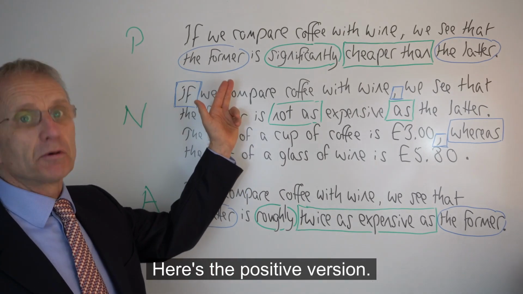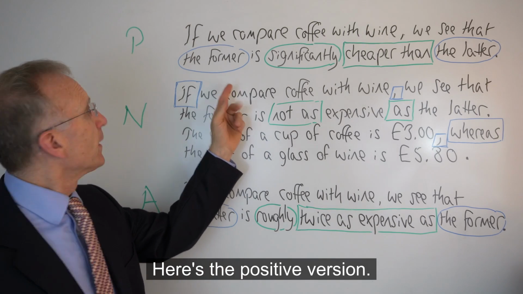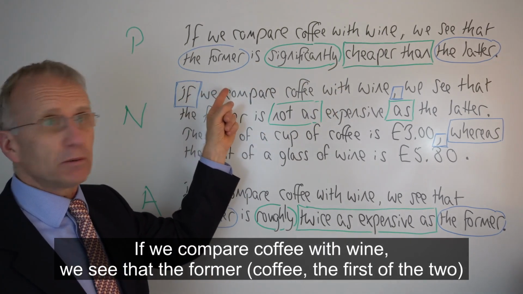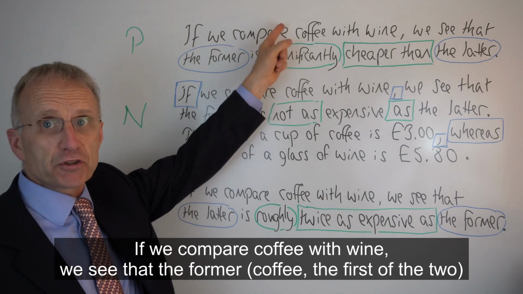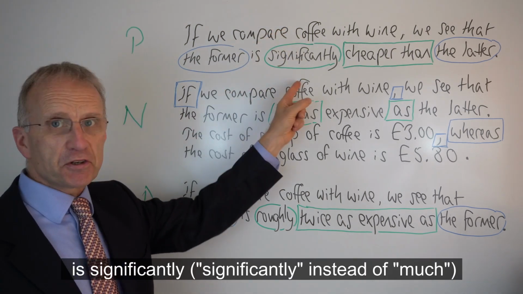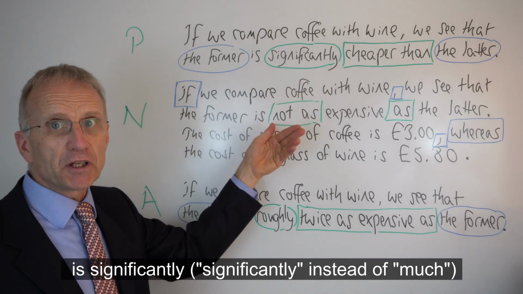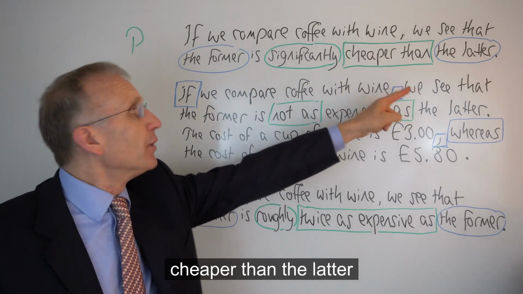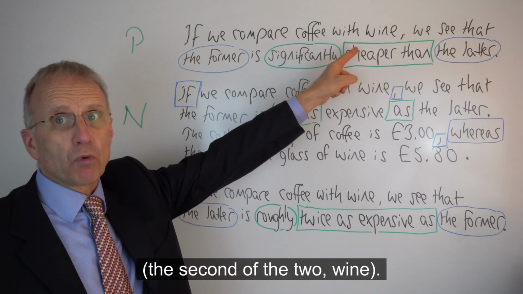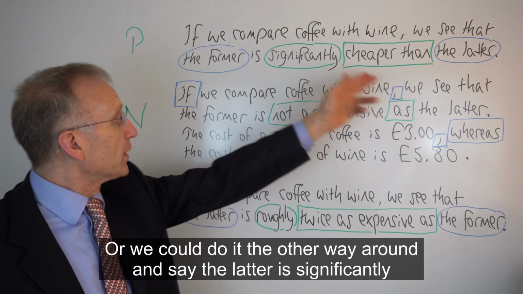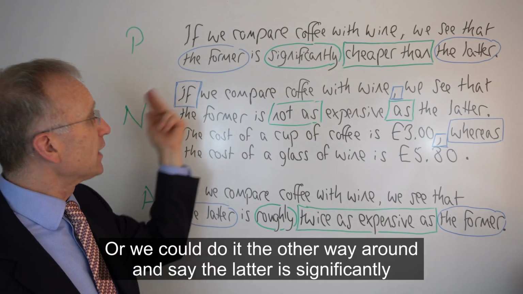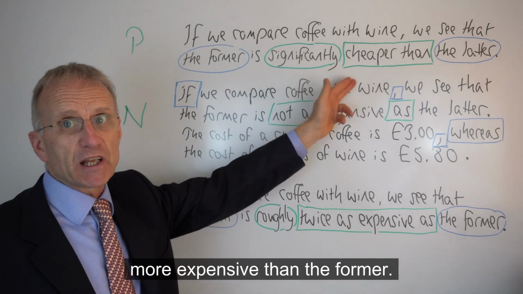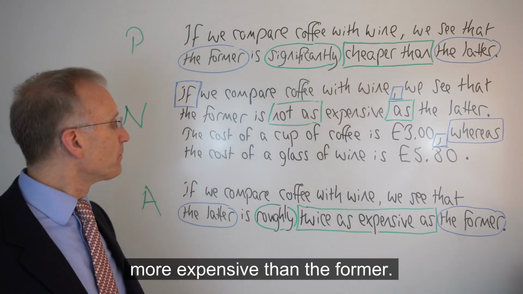Here's the positive version. If we compare coffee with wine, we see that the former, coffee, the first of the two, is significantly cheaper than the latter, the second of the two, wine. Or we could do it the other way around and say the latter is significantly more expensive than the former.